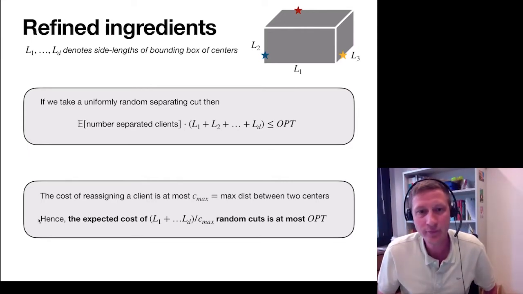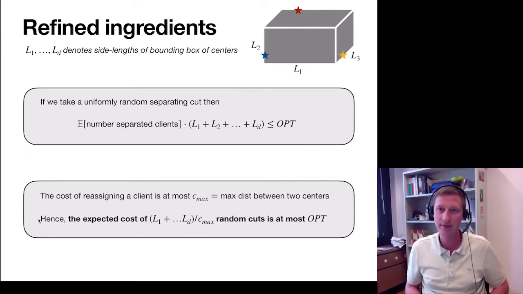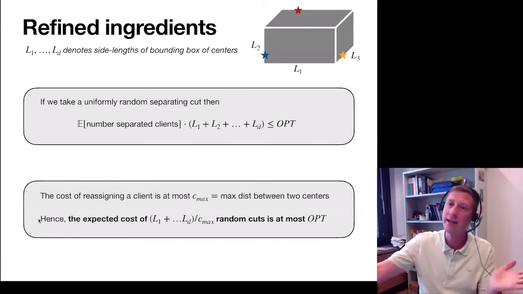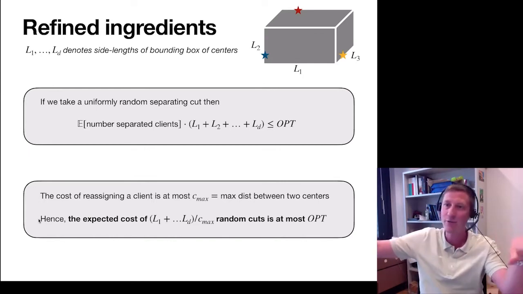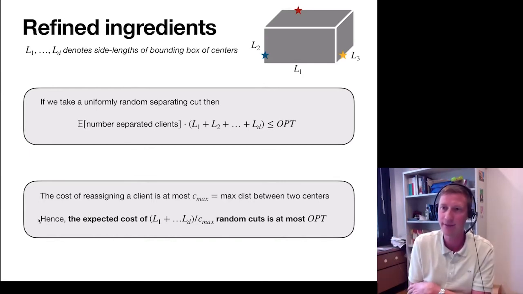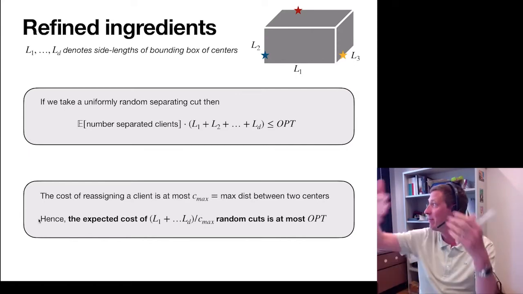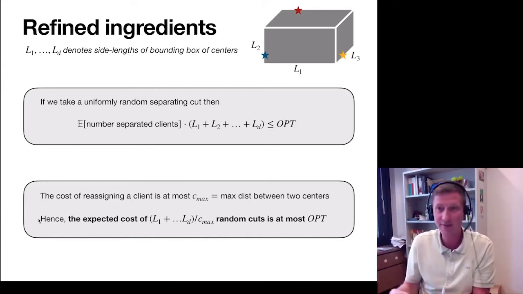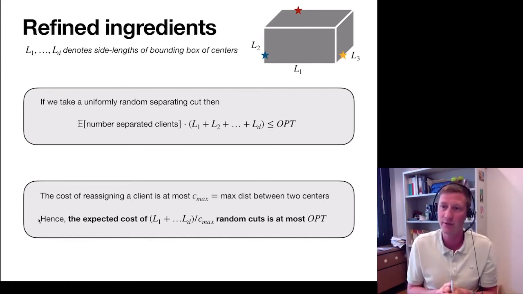Okay? And then you can see that the expected cost is actually the side lengths over Cmax. So you can take that many random cuts and the cost is at most opt. Now, if Cmax is big, you're very likely to separate the centers, so you would make a lot of progress by taking one random cut. So that's the intuition. If Cmax is big, we will separate a lot of centers by taking a couple of cuts. If Cmax is small, the cost of a random cut is not big, so we can afford to take many of them. And if we take many of them, we will still separate a lot of centers.